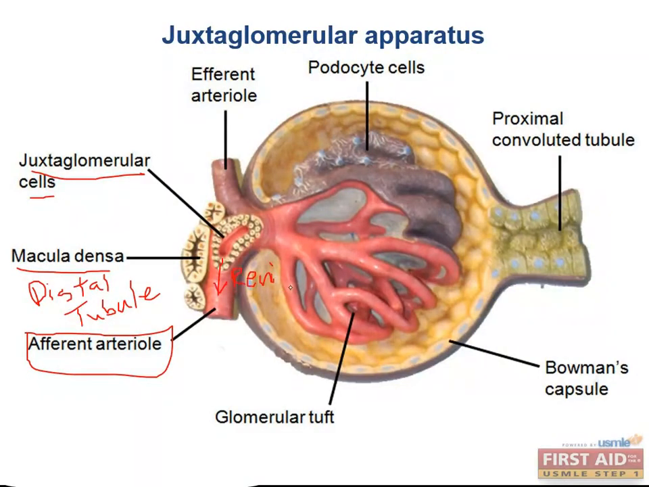So it makes sense that the JG cells are going to release renin when the macula densa cells are activated, or if the JG cells become directly activated by low blood pressure. Now, the macula densa cells can directly stimulate the JG cells to release renin if they get low delivery of sodium to the distal tubule. Now, the JG cells are modified smooth muscle cells in the afferent arteriole. So in which layer of the arteriole do you think they're found? They're going to be found in the tunica media with the other smooth muscle cells.